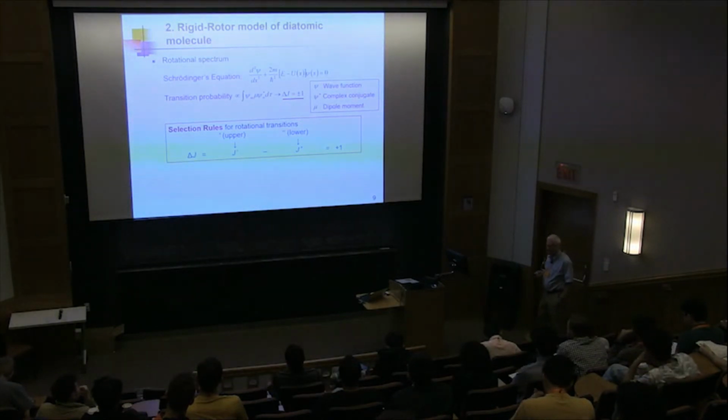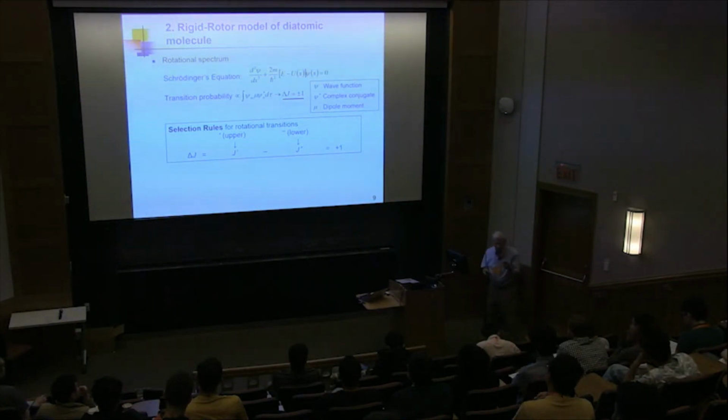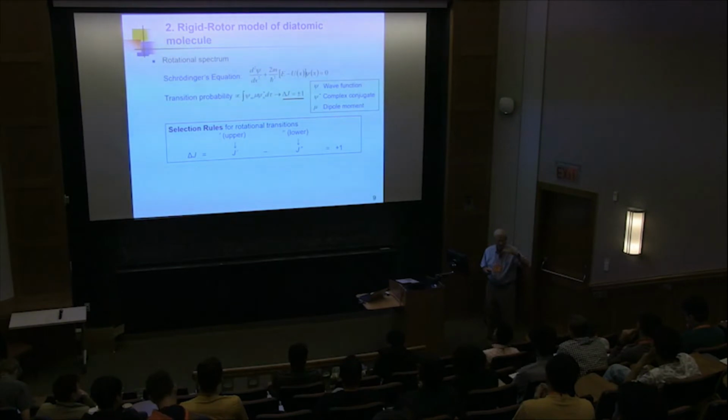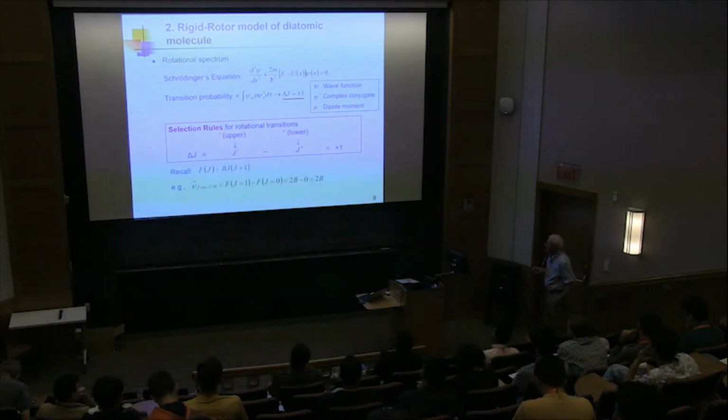That's pretty simple. What does that say? I don't care what your J is. You're only allowed to change by 1 when you absorb or emit light. J of 7 goes to 6 or 8. It's pretty simple. We accept it.